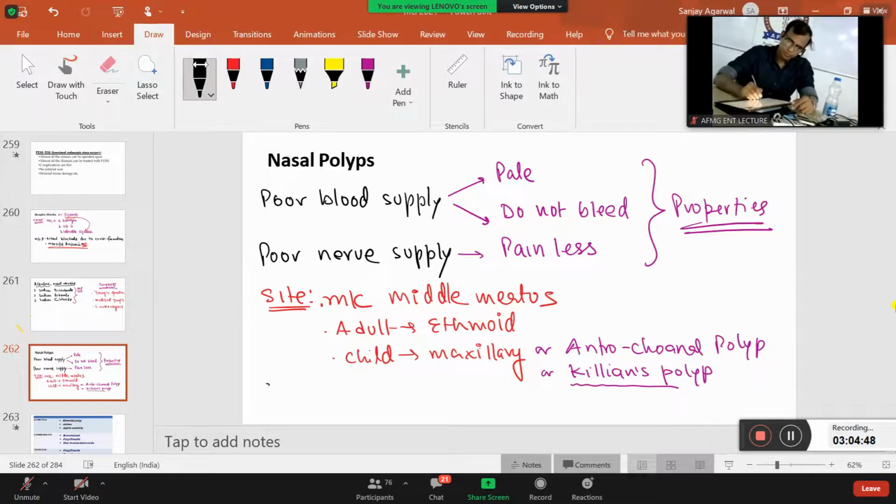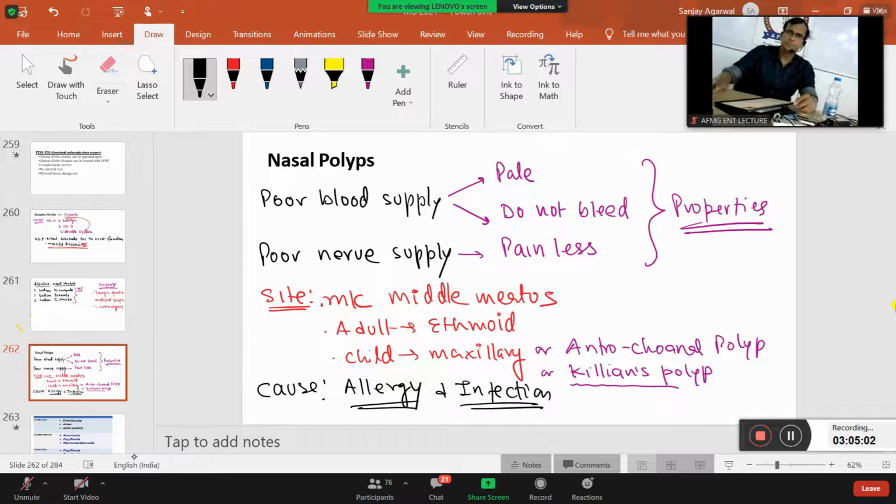Cause. The most common cause is allergy. And the second most common cause is infection. These two are the most common cause of nasal polyp, allergy and infection.